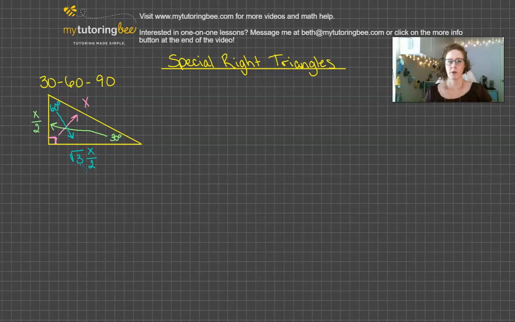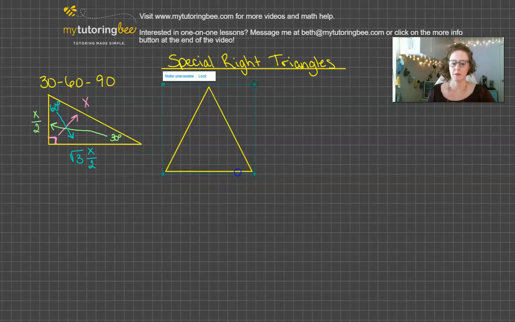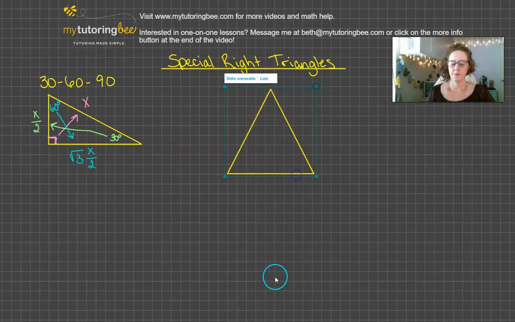So let's start with an equilateral triangle. That's the best way to start this, to begin to prove this theory. So I'm going to try to draw an equilateral triangle as best I can. Let me scoot it over just a little bit. Okay, so we are just going to assume that all sides of this equilateral triangle equal x.